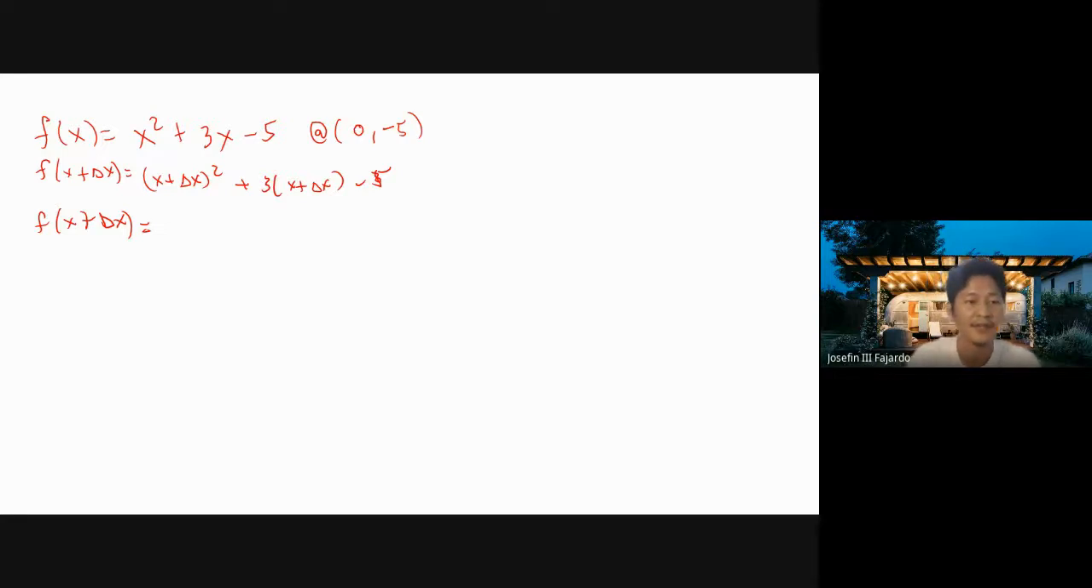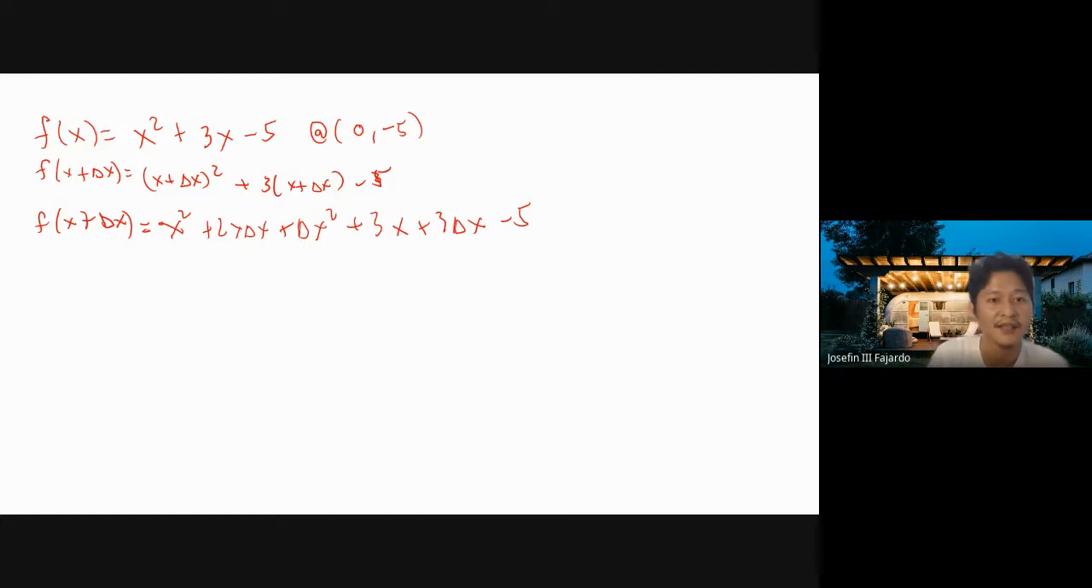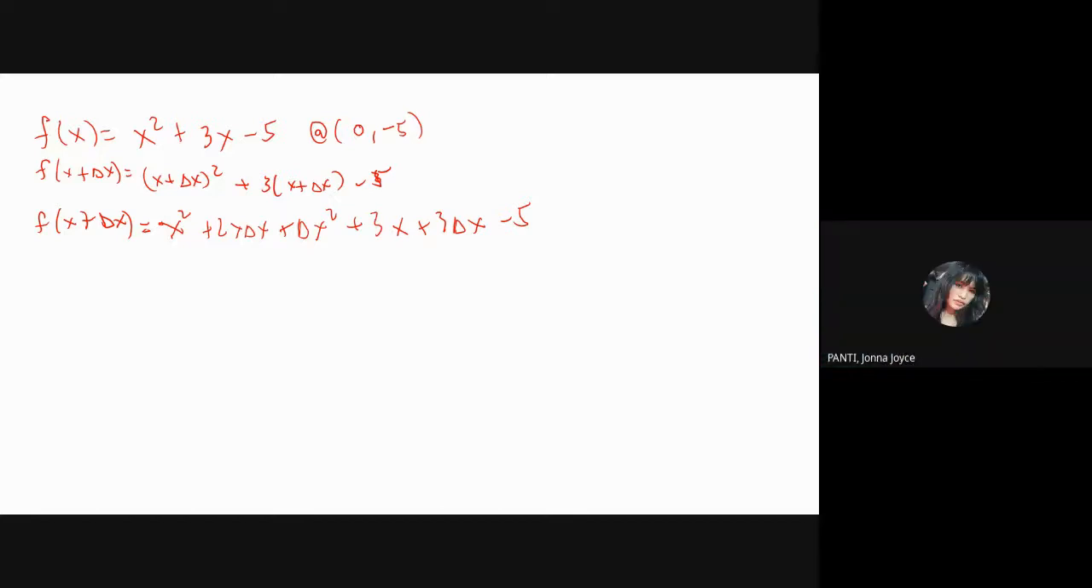So, this will now be x squared plus 2x delta x plus delta x squared plus 3x plus 3 delta x minus 5. Can you understand my very beautiful handwriting, guys? Hello? Yes, sir, we understand.